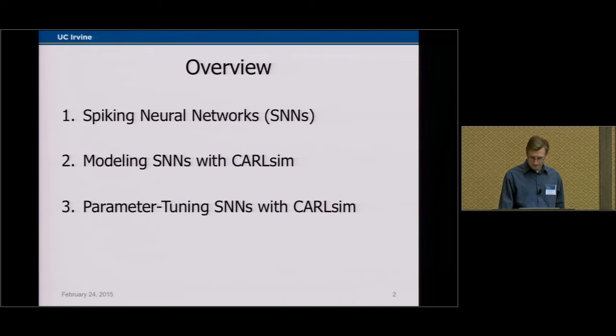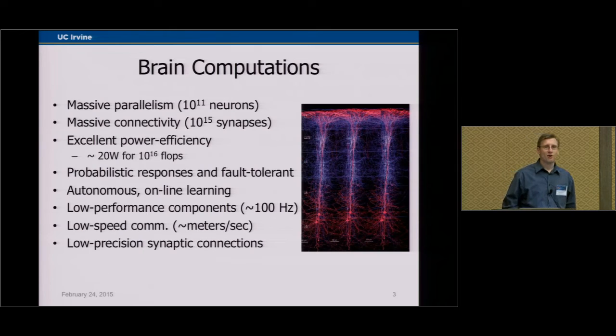So, okay, here's a review of why we're all here. Remember, the brain's massively parallel. It's massively interconnected. It's very power efficient. It's got probabilistic responses, and it's fault tolerant. And it's got autonomous online learning. And it does all this with low performance components, low speed communication, and low precision synaptic connections. So we'd like to be able to emulate some of these things, obviously. That's why we're all here, right?